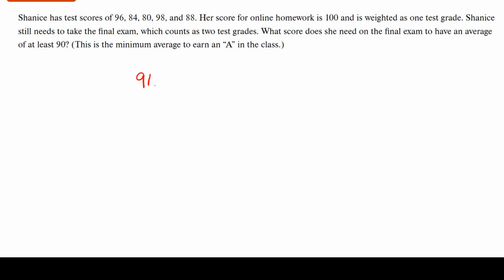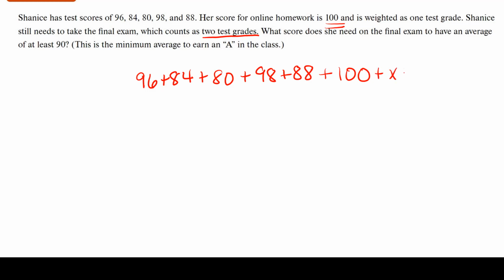So we've got 96 plus 84 plus 80 plus 98 plus 88. And then she's got this homework grade, which also counts as a test, so we'll add that on. And then she's got her final exam, which counts as 2 test grades. So that's the score we don't know. So we are going to add that twice because it counts as 2 tests. And then we're going to divide by the number of test grades.